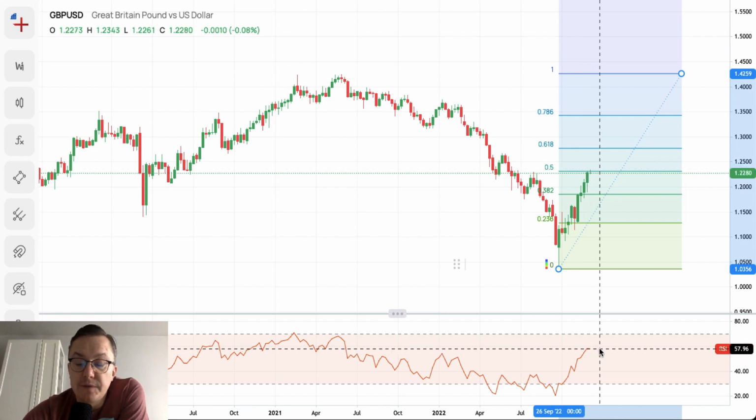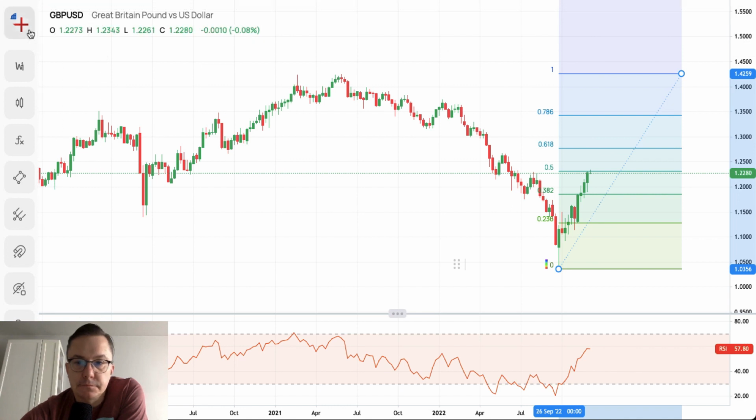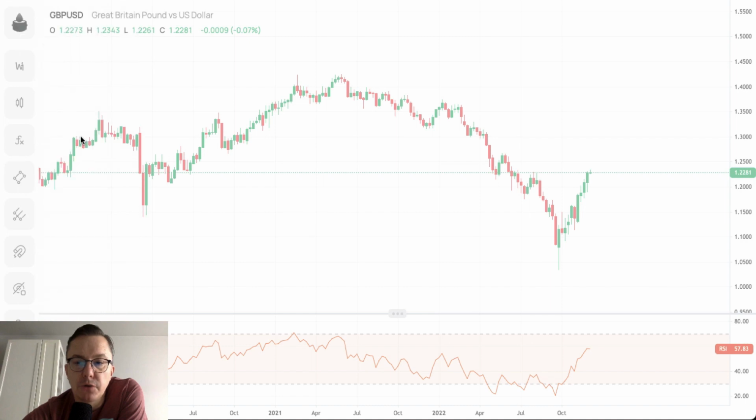Momentum is strong. The level is right now 57 points, so we are definitely seeing some sort of very strong rebound, and that's the outlook for the British pound. Let me just take a look at the crude oil.